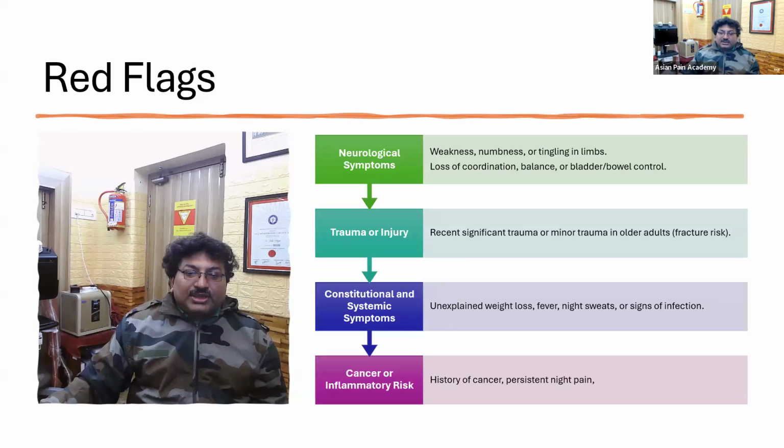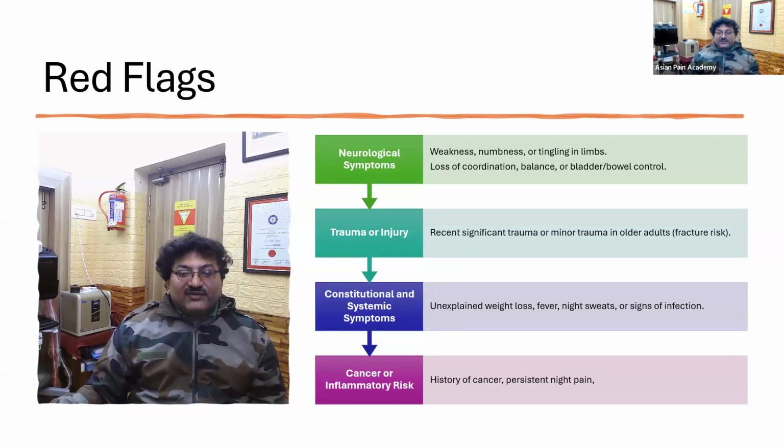Now coming to the red flags. What are the red flags we need to look for whenever we are suspecting a facet pain? First of all, neurological symptoms like weakness, numbness, tingling in the limbs, especially in the upper limb. And sometimes it could be associated with loss of coordination, balance, bladder and bowel control. So that means the patient is having more neurological symptoms. So these are constituents of the red flags.